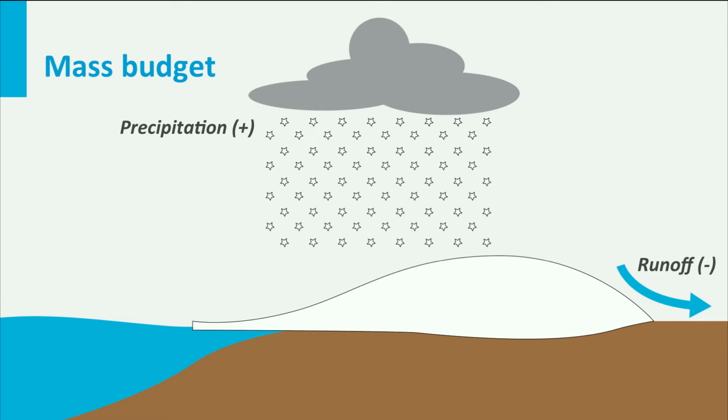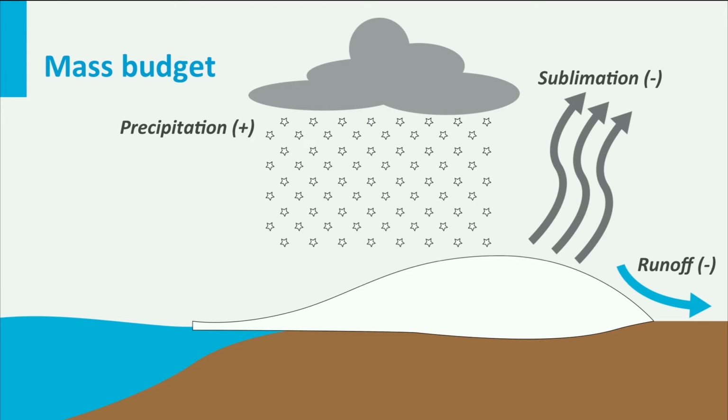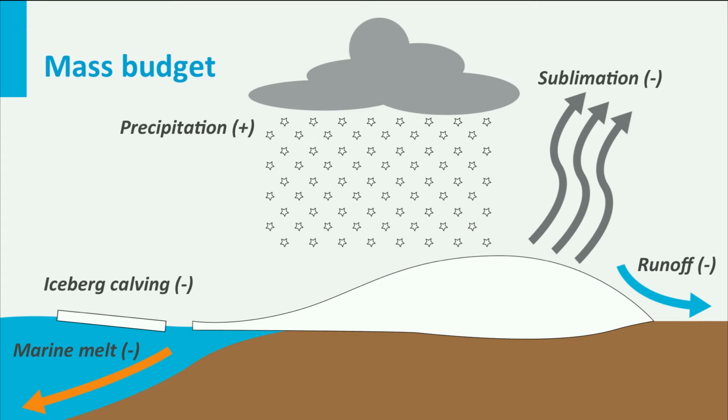Glaciers gain mass through snowfall. At the surface, they lose mass due to surface melt and runoff, and sublimation. In the places where land ice reaches the ocean, it melts from ocean heat and produces icebergs. Increased ice flow results in higher discharge to the ocean.